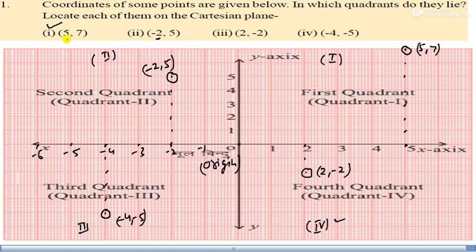So you can write here that it is the first quadrant. This one is -2, 5, it is the second quadrant. You can write second. And this one, 2, minus 2, is in the fourth quadrant, so you can write 4. And -4, minus 5 is the third quadrant, so you can write third quadrant.